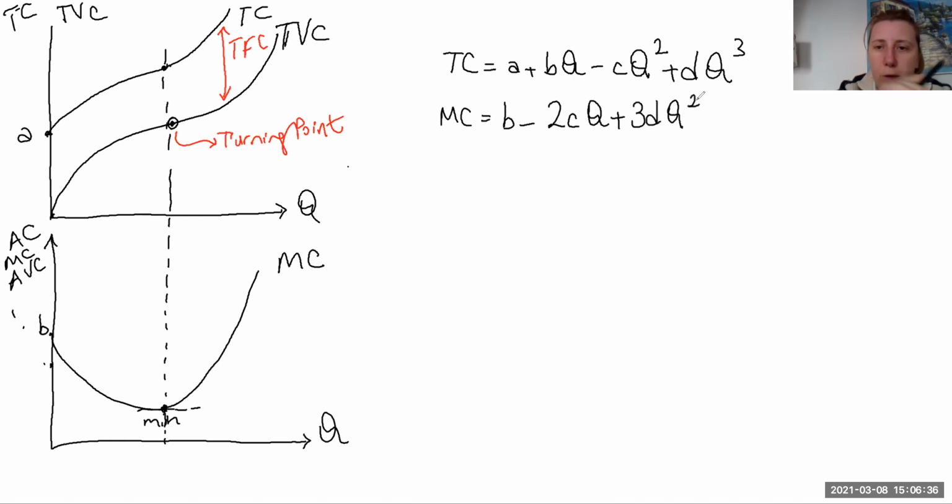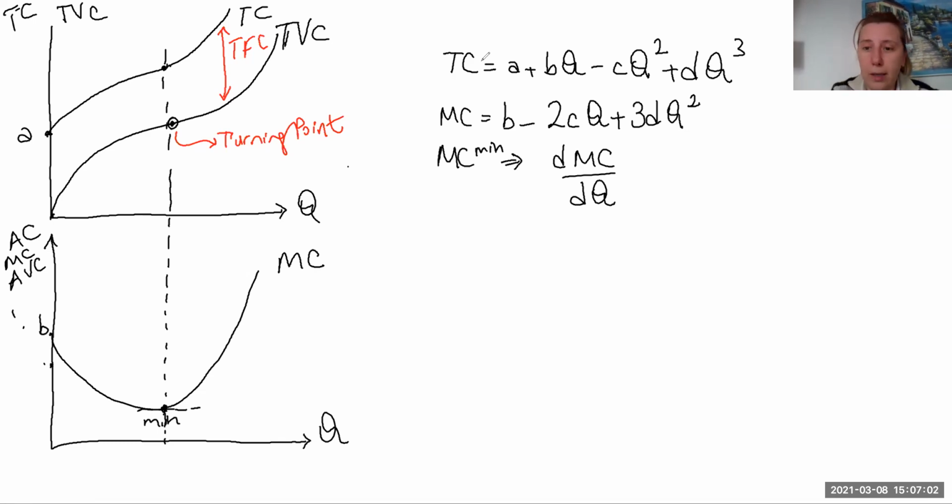3BQ squared. So what is the minimum? Can you find the minimum point of the marginal cost? What is the marginal cost? Yes, Batuhan, of course we do. We derive to find the minimum point of the marginal cost. We need to derive the marginal cost, which means that it's the second derivative of the total cost function. That's why it's the turning point, of course. So to find the minimum point of the marginal cost, we derive the marginal cost function.